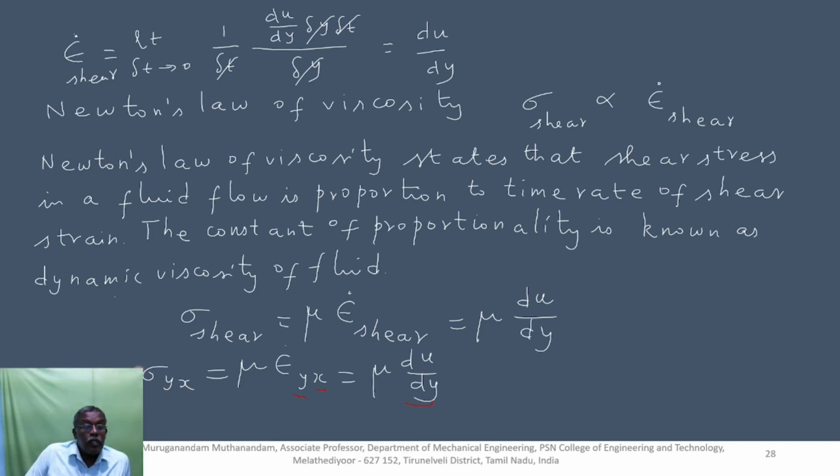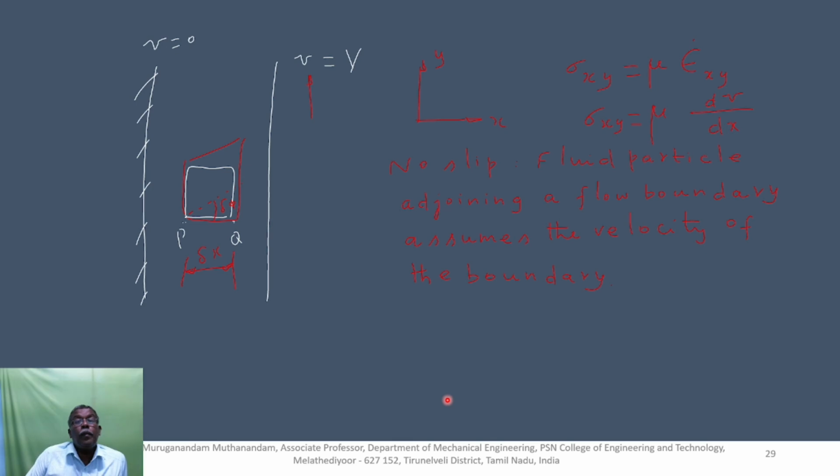So the tangential shear stress on a surface which is oriented along the x direction is given by mu du by dy. Similarly, sigma xy can be written as mu dv by dx.